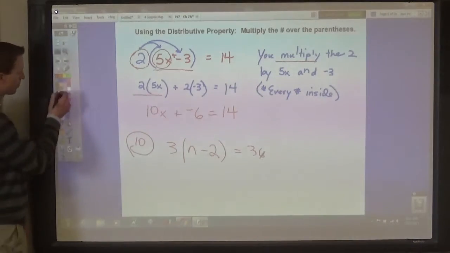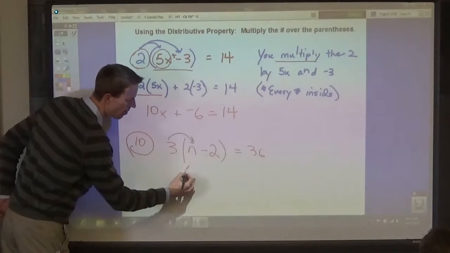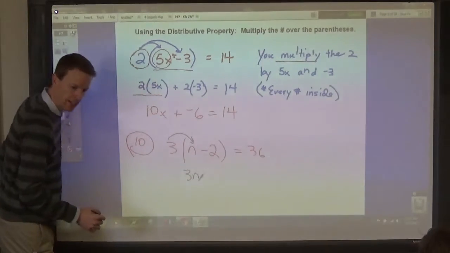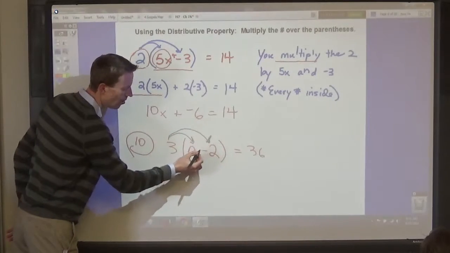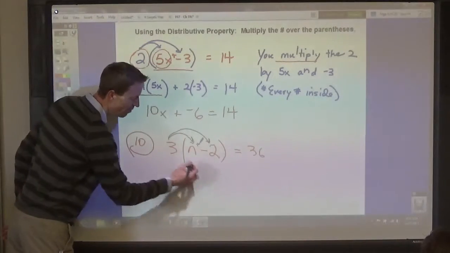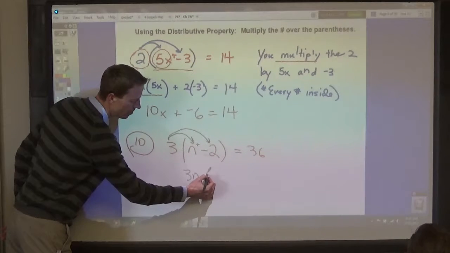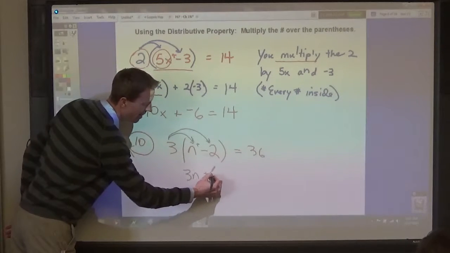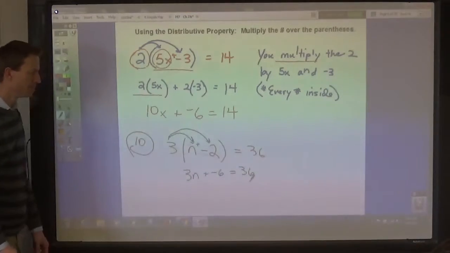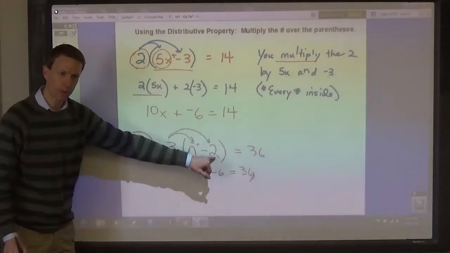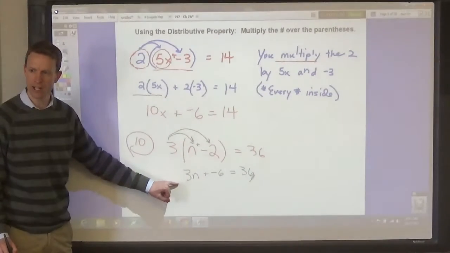Roy? You do 3 times n. Yep, which is 3n. And write 3n right underneath it. And then you do 3 times negative 2, which is negative 6. Plus negative 6, right. And so that equals 36. Now we get rid of the parentheses, don't write the parentheses anymore. And we have an equation that we can solve.